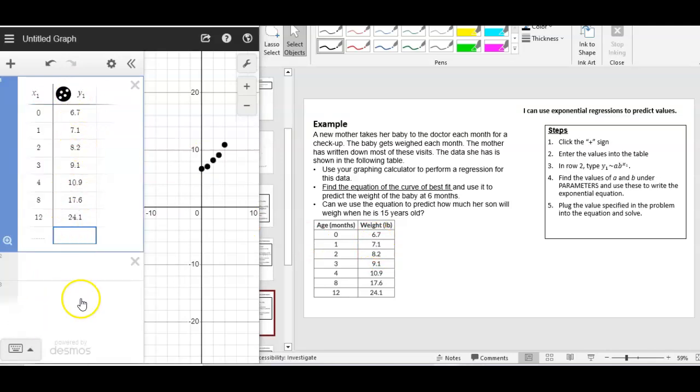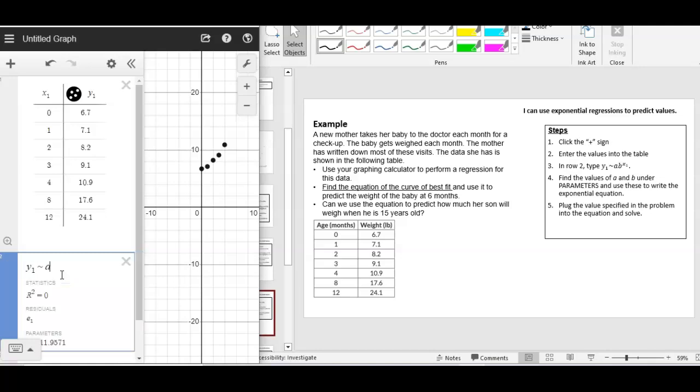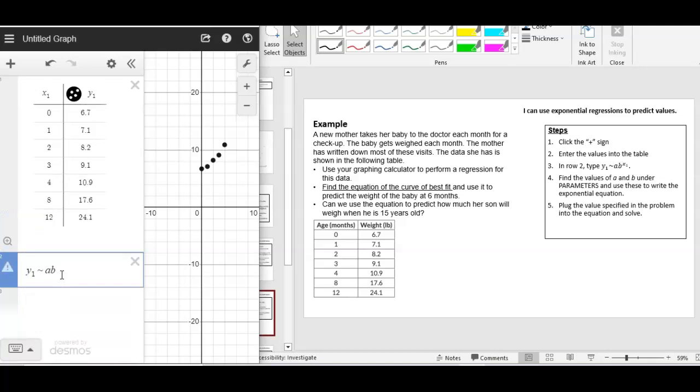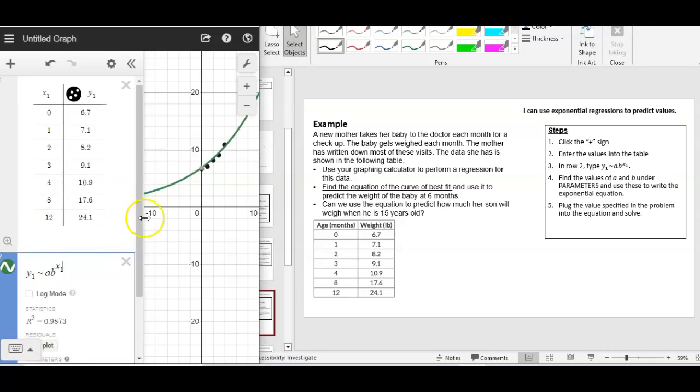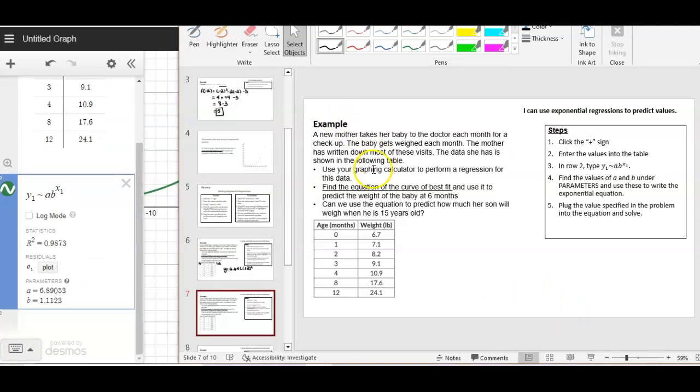Okay, so now you can see here we have our table of values. So now I'm going to tell Desmos to approximate an exponential function. So I'm going to type y1 is approximately a times b to the x1 power. Okay, so you can see now it gives me my exponential function. So I have these values that I can now plug in. I have a is 6.89. So I have y equals 6.89 times 1.11 to the x power.